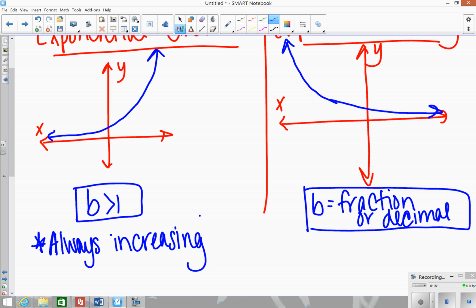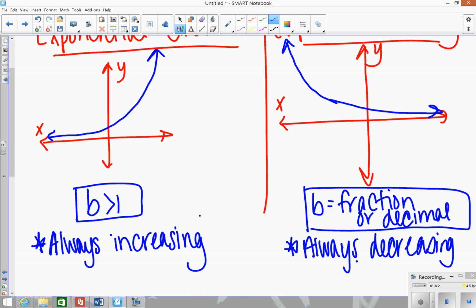And exponential decay will always be decreasing. Always. Then we're going to look at some examples where the y-intercepts and the asymptotes are going to change, and that'll be basically if a translation occurred, so if there was a shift. So that'll be coming up shortly.